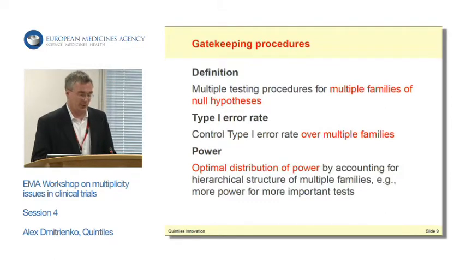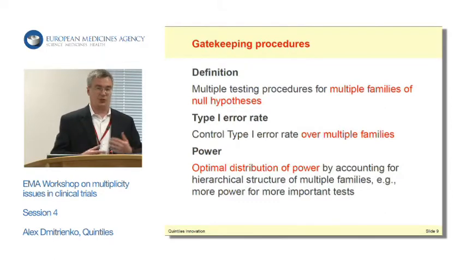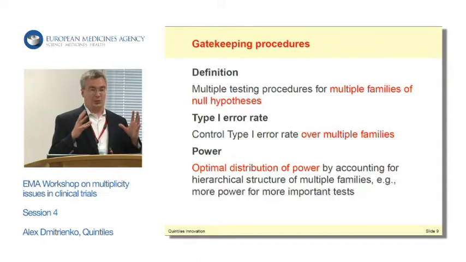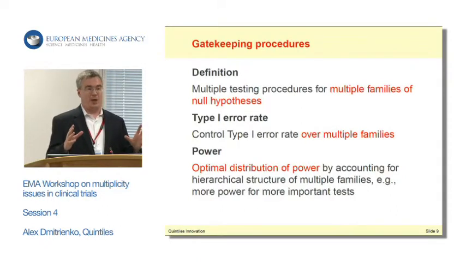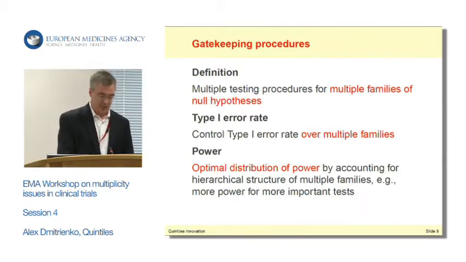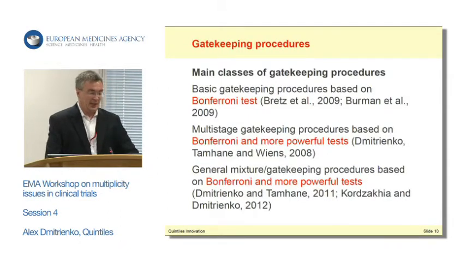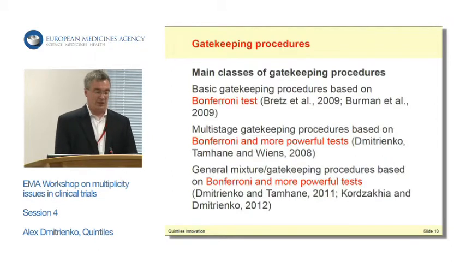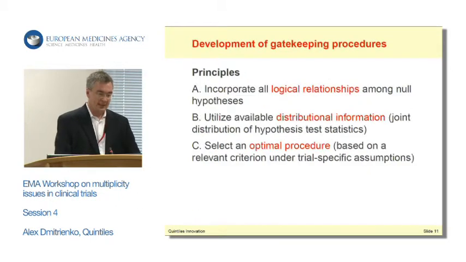This can be accomplished using the concept of optimal distribution of power. You would like to optimize statistical power for the more important tests, and whatever is left will be applied to the less important tests. I will provide a slightly more formal definition of that. There's been a lot of research done in this area. On this slide, I would like to mention only some of the approaches. This is obviously a very high-level list. There have been probably close to 50 papers published. It's been a very hot area of research.